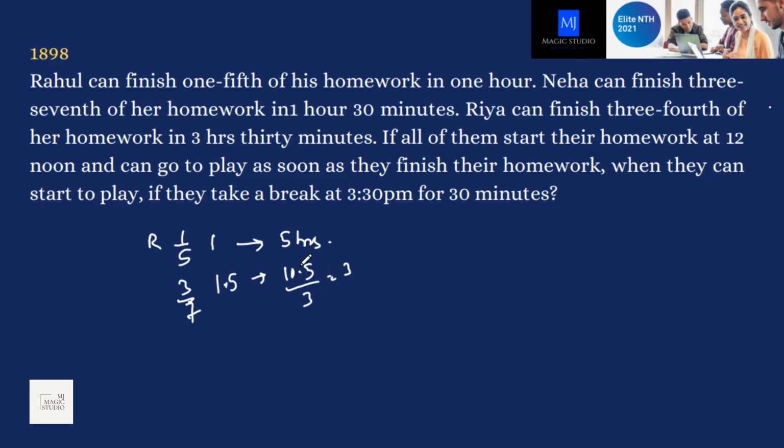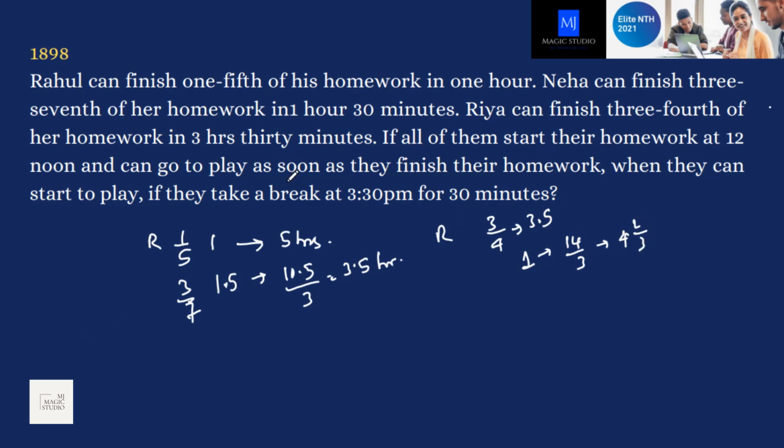That is 3.5 hours. That means 3 hours, 30 minutes. Ria can finish 3/4 of her homework in 3 hours, 30 minutes. Means 3.5. So full work in 14 by 3. That is 42 by 3.